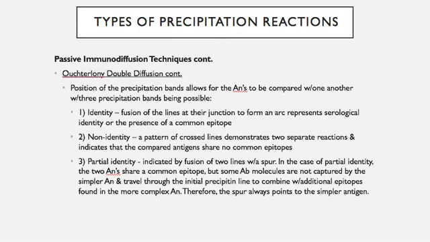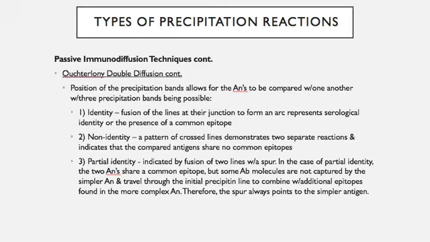Then you've got non-identity, which is a pattern of crossed lines that demonstrates 2 separate reactions and indicates that the compared antigens share no common epitopes. And then you've got what's referred to as partial identity. So this is indicated by the fusion of 2 lines with what they call a spur.